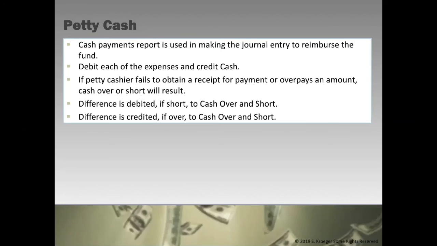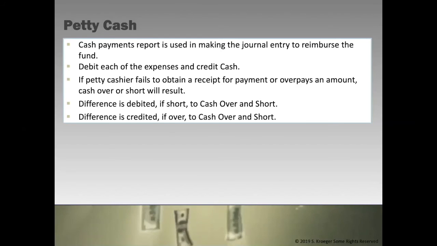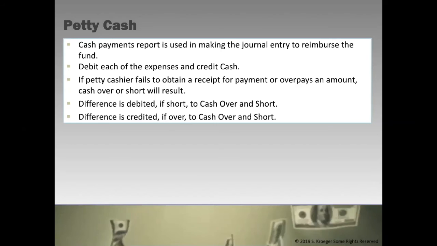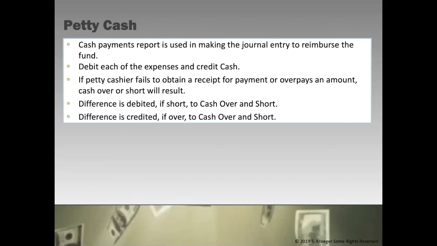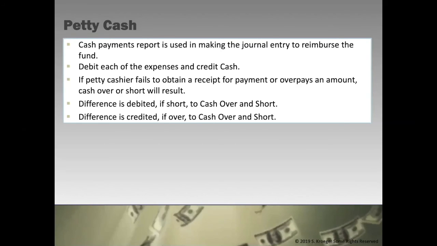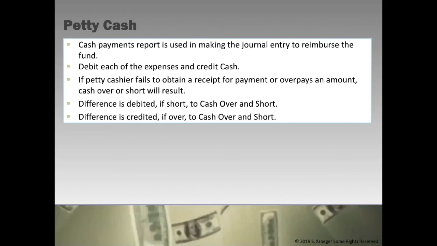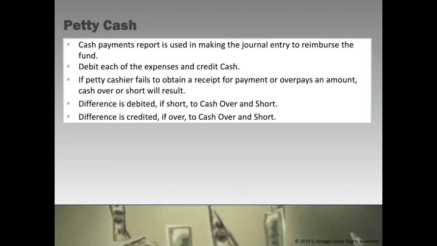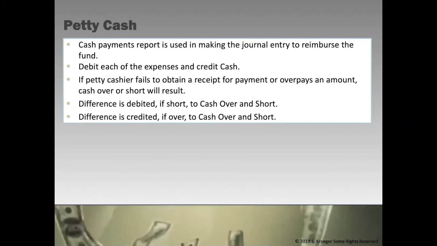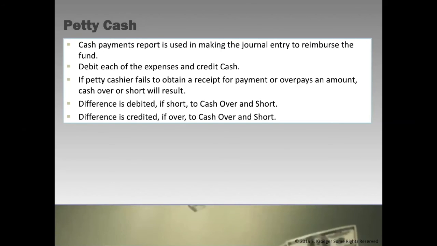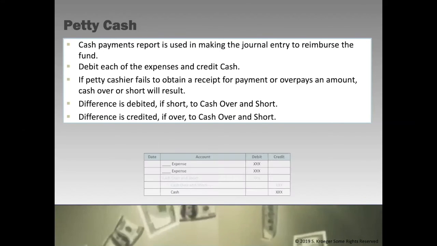However, if the petty cashier fails to obtain a receipt or accidentally pays too much or too little for something, then the box will be off. The receipts won't match the amount of cash that was spent. If there is a difference, you will either debit or credit an account called cash over and short. If it's short money, you will debit that account. If it's over, you will credit that account.